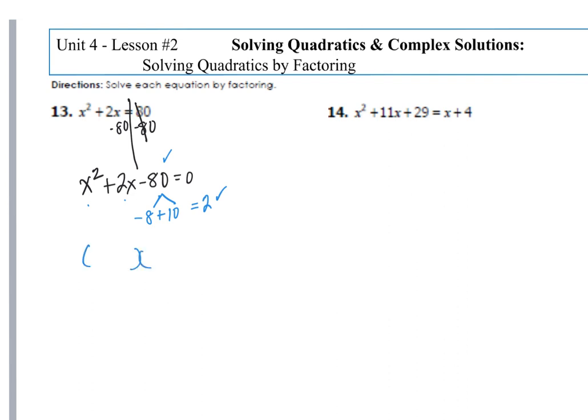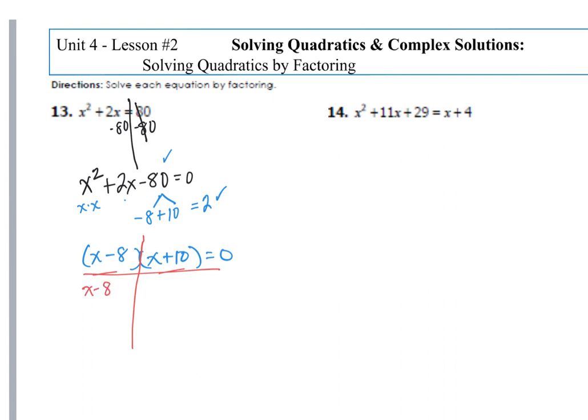So two sets of parentheses. Remember x squared is made up of x times x, so 1x goes in each set. We break those apart, dropping in negative 8 and positive 10. This is all set equal to 0. I have my two factors, so now we separate them by t-barring them.